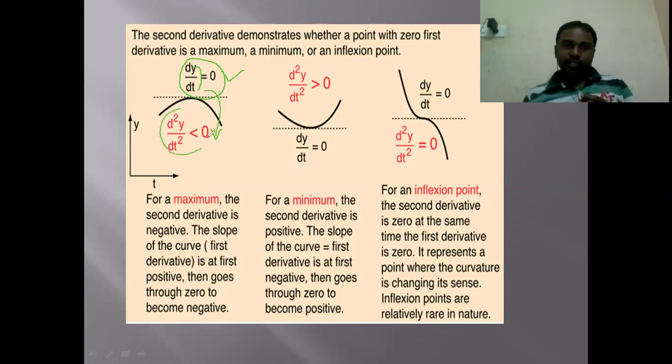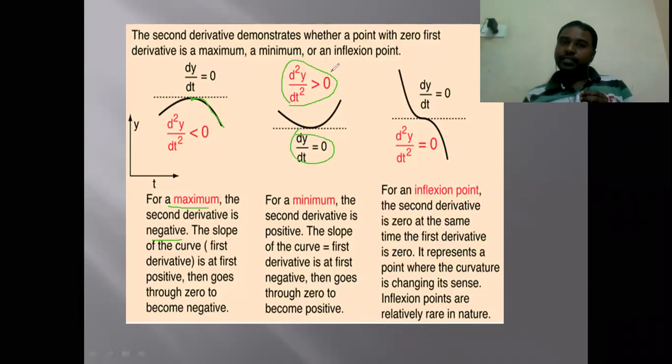If it is less than 0, look here, less than 0, then that point is a maximum. From that point onwards, it is decreasing. That's what I call a maximum point. At a maximum, the second order derivative is negative. So this point is called a maximum. Similarly, after finding the stationary point, we find the second order derivative.